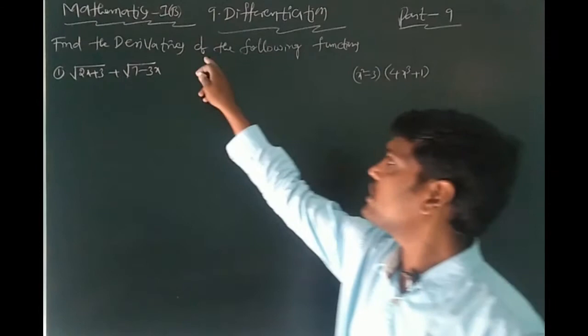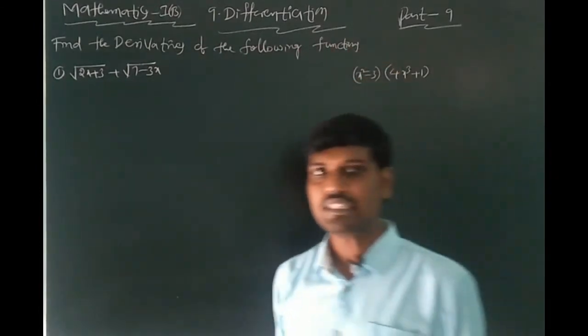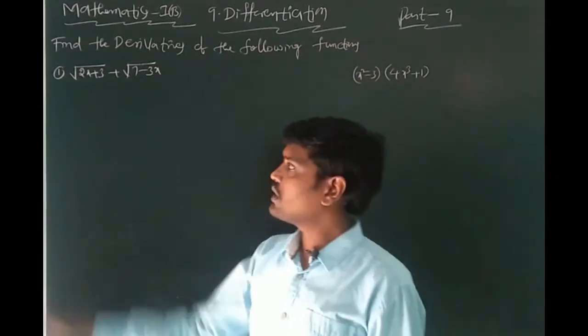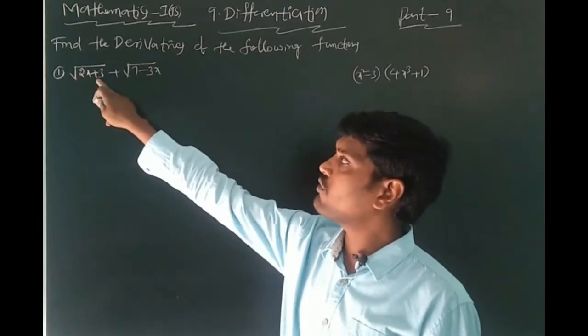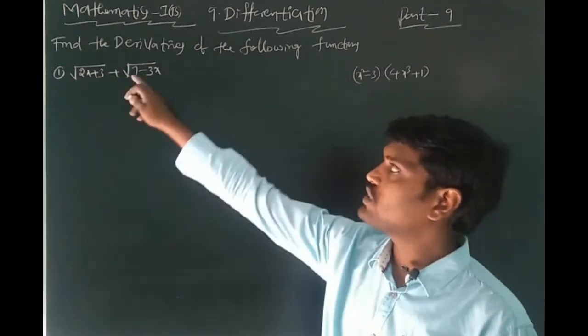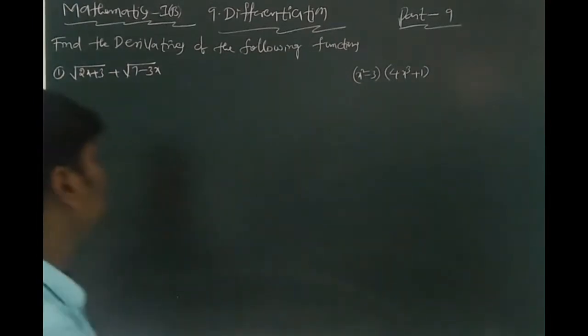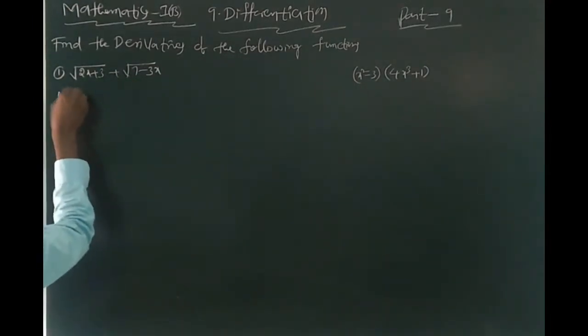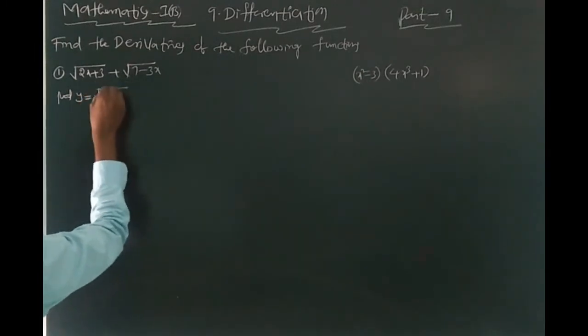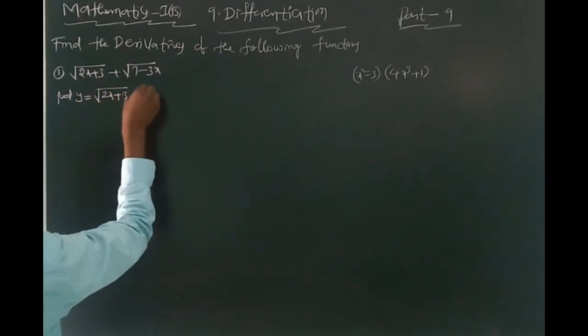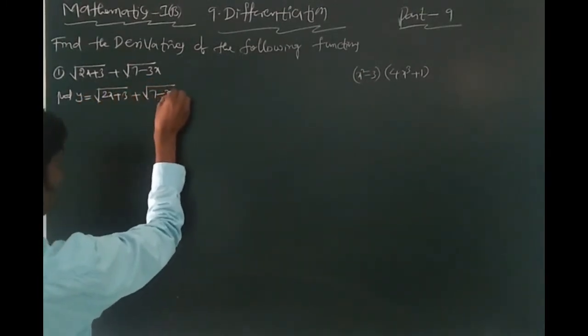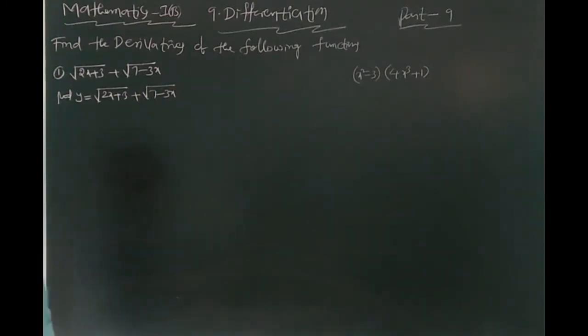Find the derivative of the following function. This one is the question. In this question, the first problem is square root of 2x plus 3 plus square root of 7 minus 3x. First of all, we take this function as y. Put y equal to square root of 2x plus 3 plus square root of 7 minus 3x.